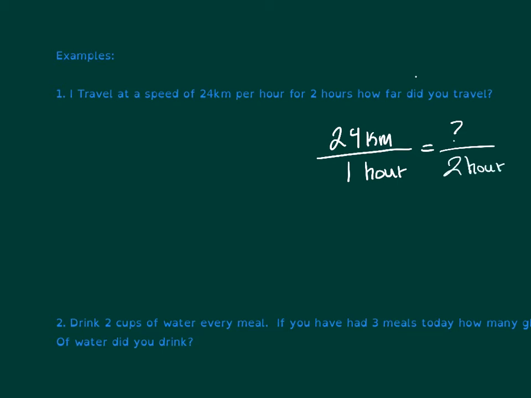Now, this is what we call a proportion. When you set two rates or two ratios equivalent to each other in order to solve for one of the unknowns, this is a proportion. Because we know that these two have a proportional relationship. And you could say, well, how do you get from 1 to 2? Well, you multiply it times 2. And then over here, you would multiply it times 2 and get 48. So I'd have 48 kilometers.